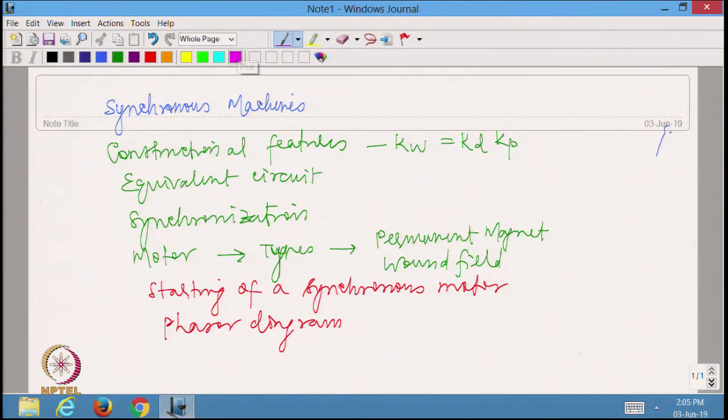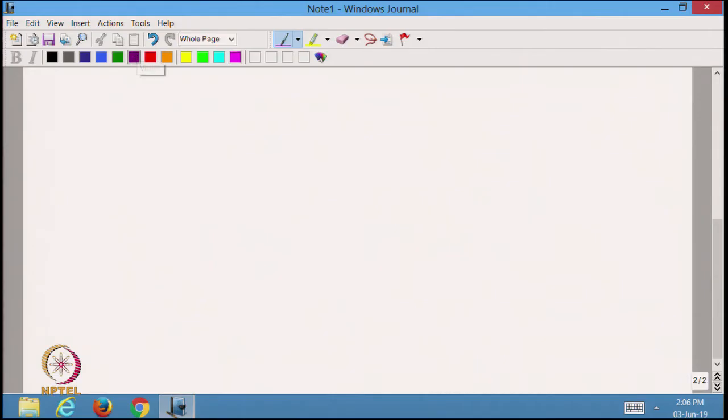In fact, the phasor diagram we discussed for both generator operation and motor operation. Now, the next topic that we are going to take up will be on the power angle relationship of a synchronous machine.